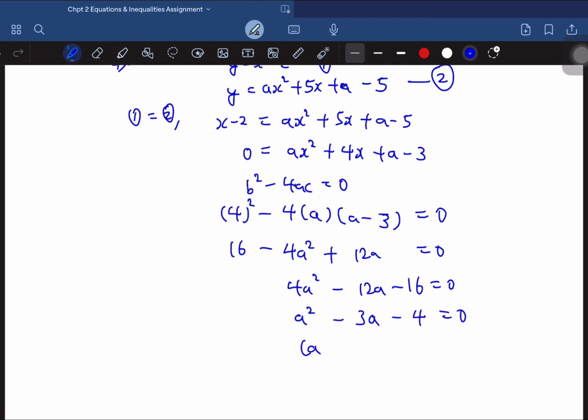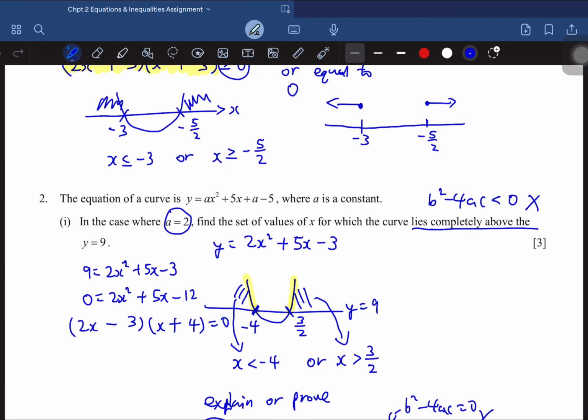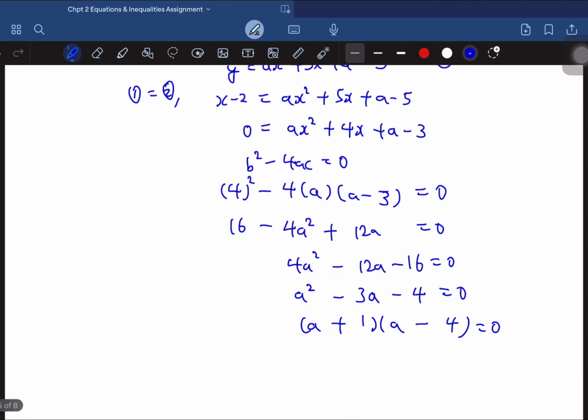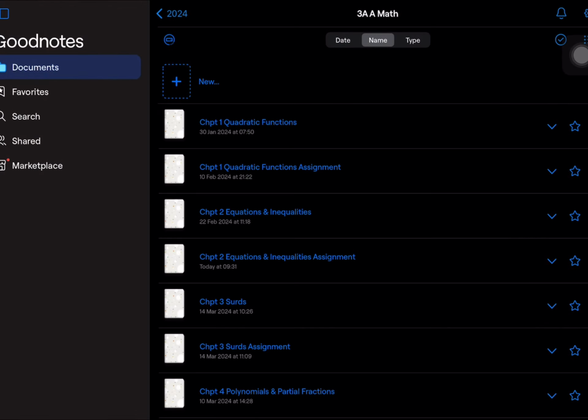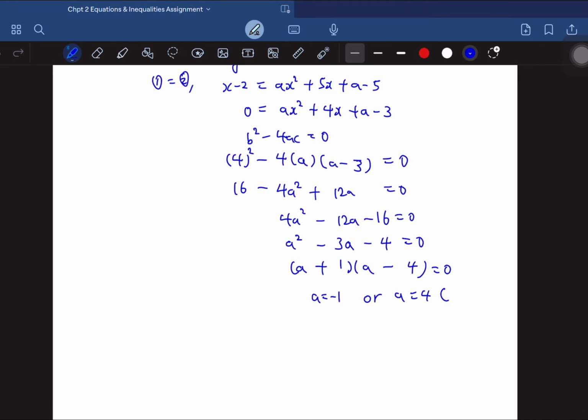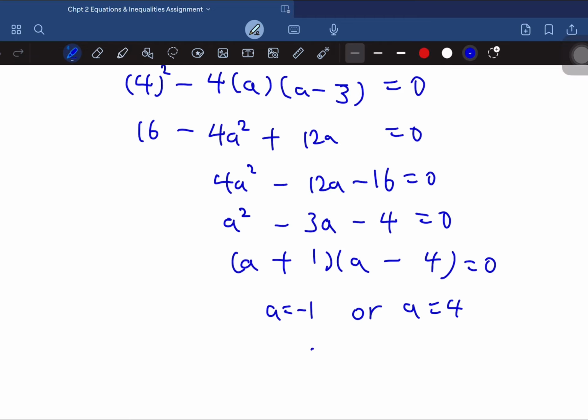So here I have a. One of the a values will be the same as the a given to us, which is the 4 here, because the question asks for the other value. So here I'll have a equals to negative 1 or a equals to 4. This one we don't need to reject, I'll say that. Therefore a equals to negative 1. Got it? Thank you.